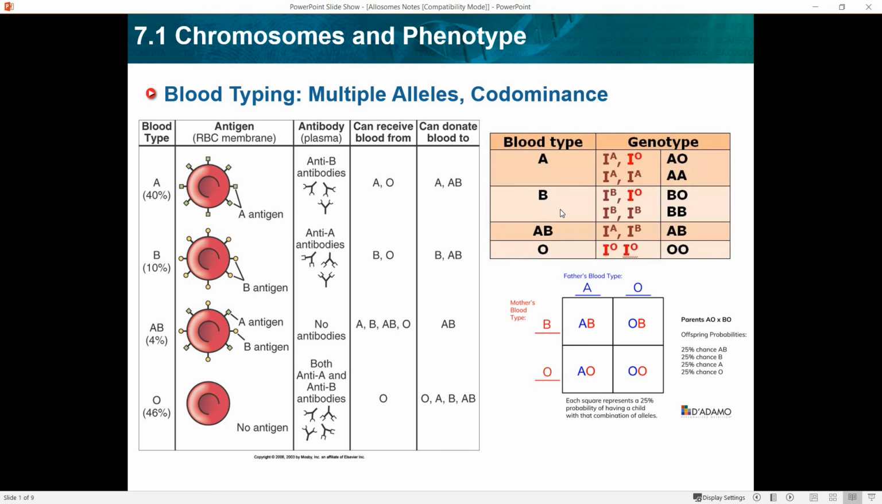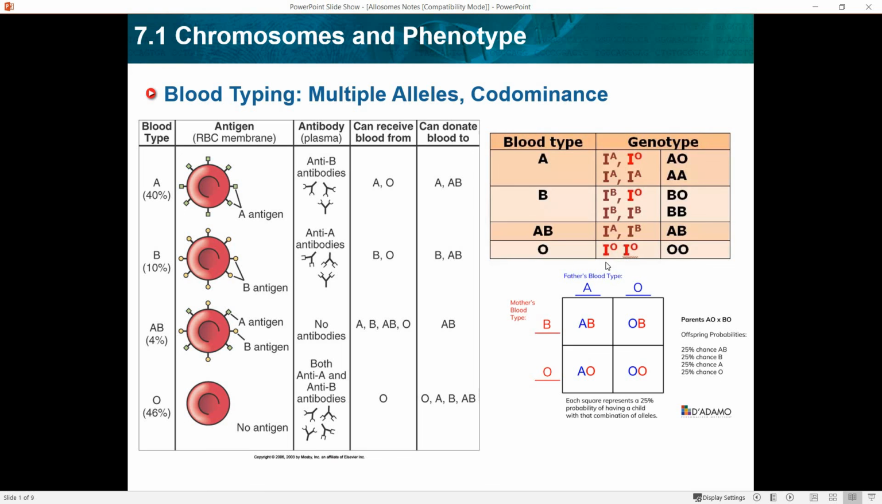And then both A and B have 2 choices for genotype. Homozygous, where they have 2 of the same letter, I^A I^A, I^B I^B, those are considered homozygous for A and homozygous for B. Then heterozygous for A has an A allele and an O allele. Heterozygous for B has a B allele and an O allele. A Punnett square that shows offspring with every possible blood type is given here as an example.